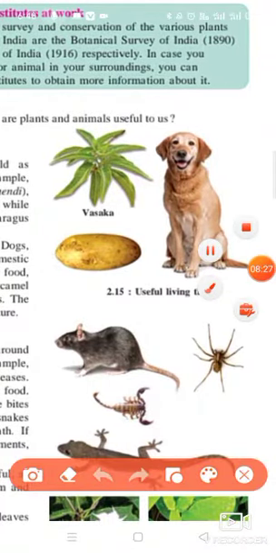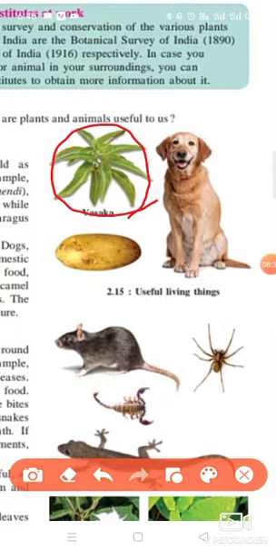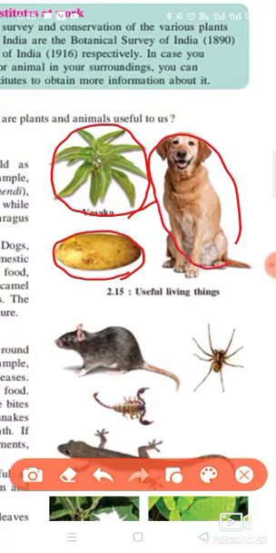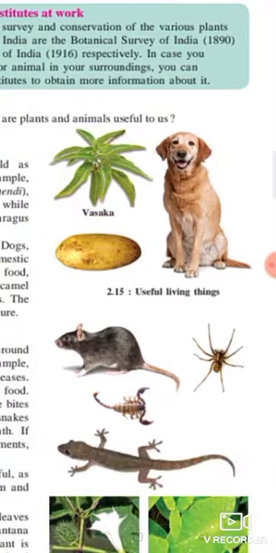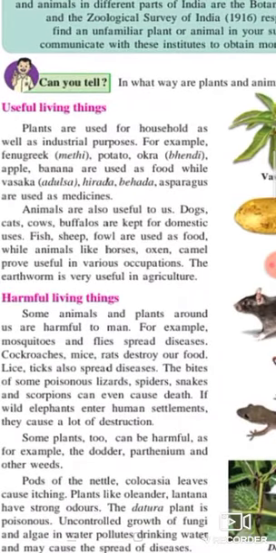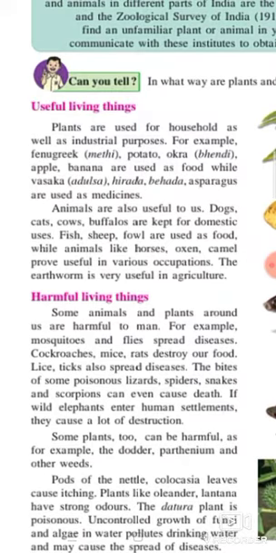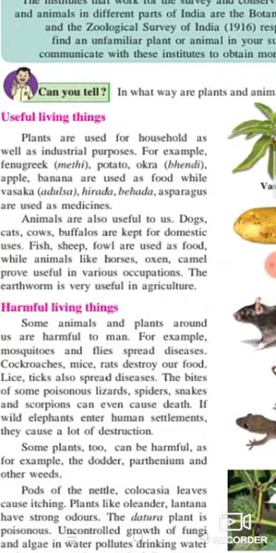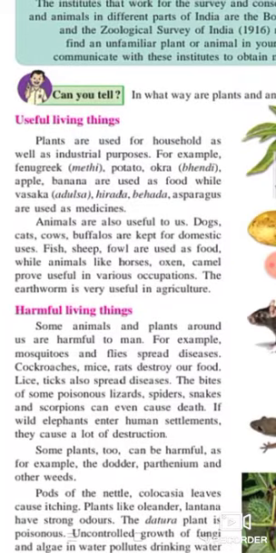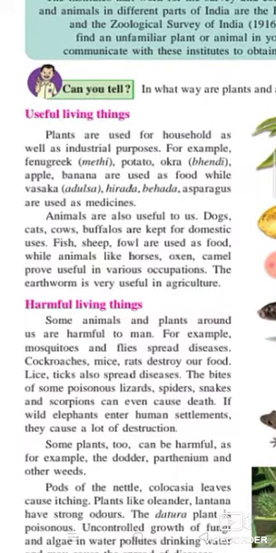See, this is what, which leaf? Vasaka leaves. Vasaka is used in cures, or hirda, beheda, asparagus. These are all medicinal plants. Potato is used as a vegetable, and dogs protect our house. Got it? Okay, so we also see different types of animals like horses, oxen, camel. They are useful in transportation and farming also. Then the earthworm is also very useful to the farmers.